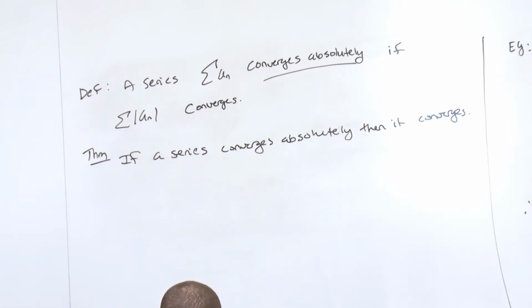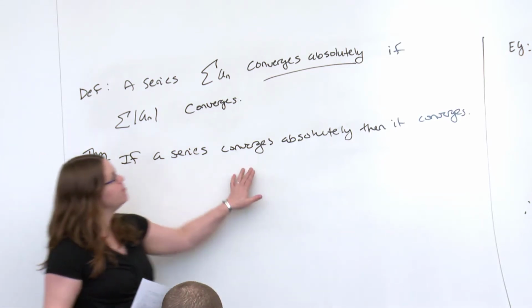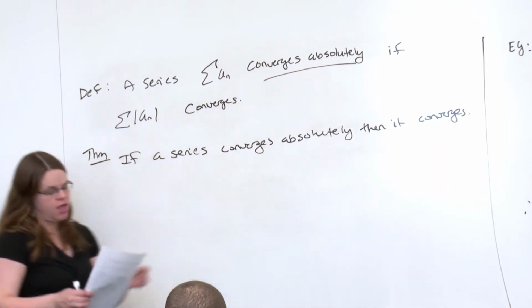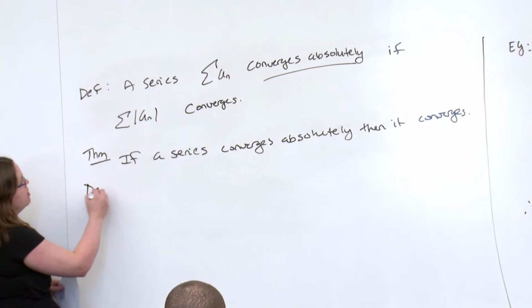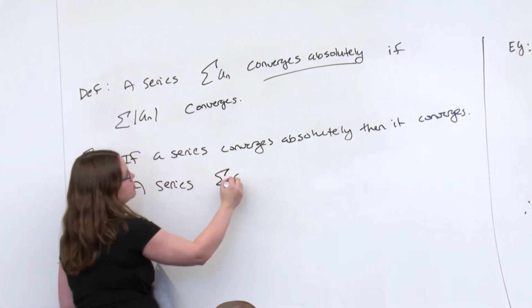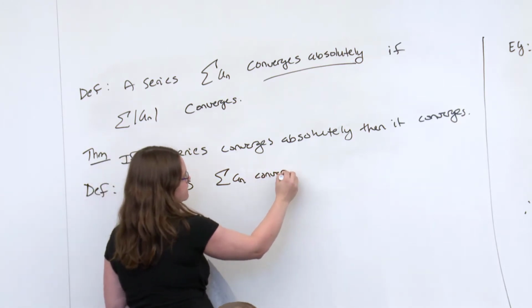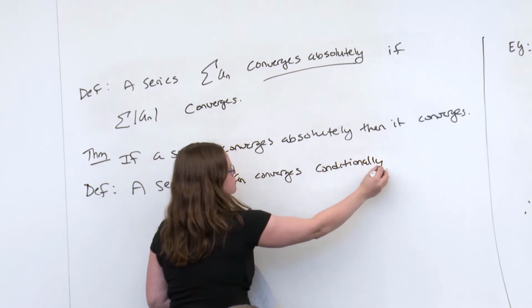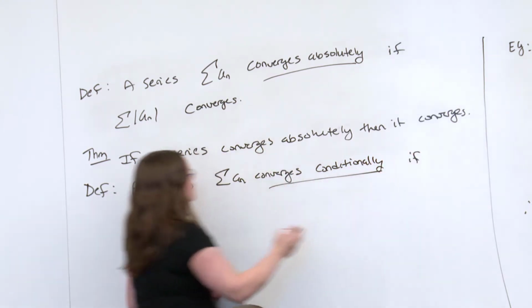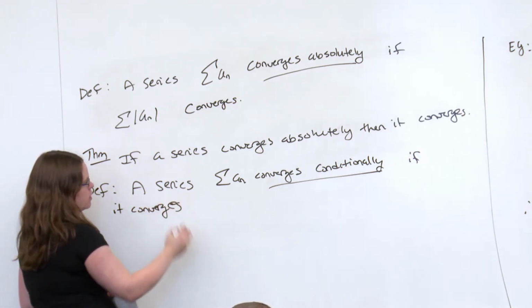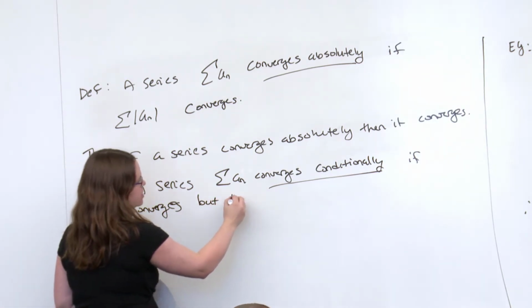The converse doesn't hold, just like for integrals. So absolute convergence implies convergence, but convergence doesn't imply absolute convergence. So there's another category. We'll say that a series converges conditionally if it converges, but does not converge absolutely.